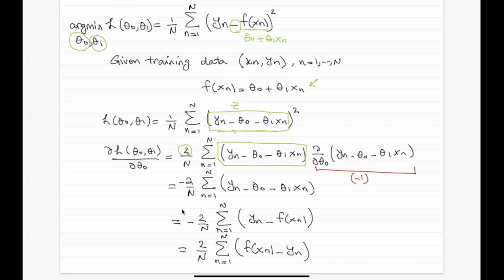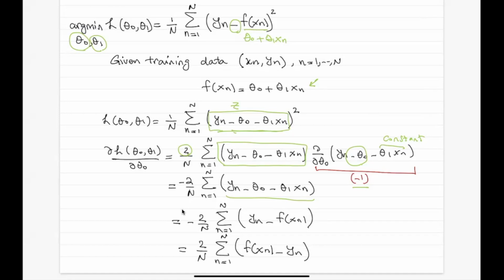And this is the part where you can see that in this case, everything except for theta 0 is constant. So this whole term here is constant since we are finding the partial derivative with respect to theta 0. The only thing that really remains here is negative theta 0, and if we take the partial derivative with respect to theta 0, then we get negative 1. This is something that we can also take out of the summation. You can see we get negative 2 over n, and then the summation from 1 to n of yn minus theta 0 minus theta 1 xn.